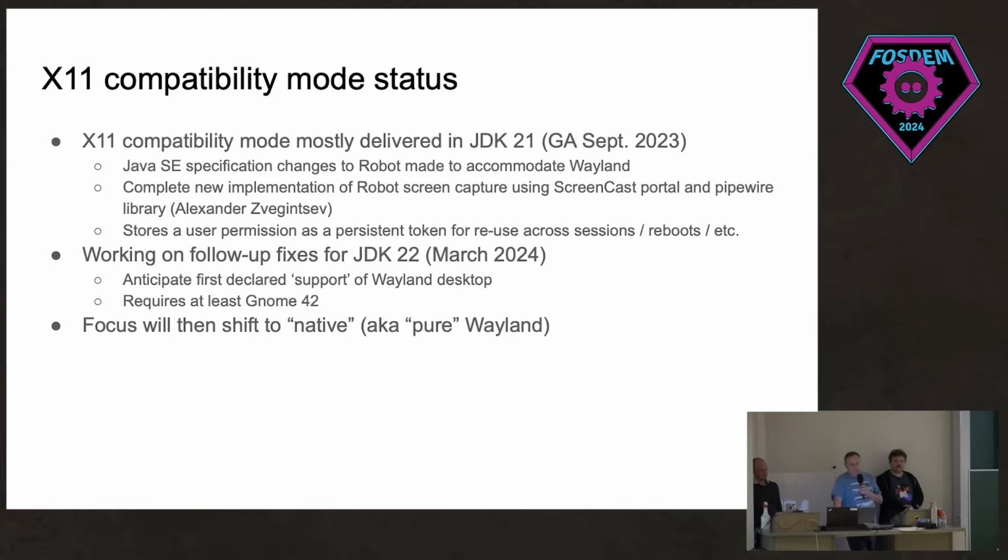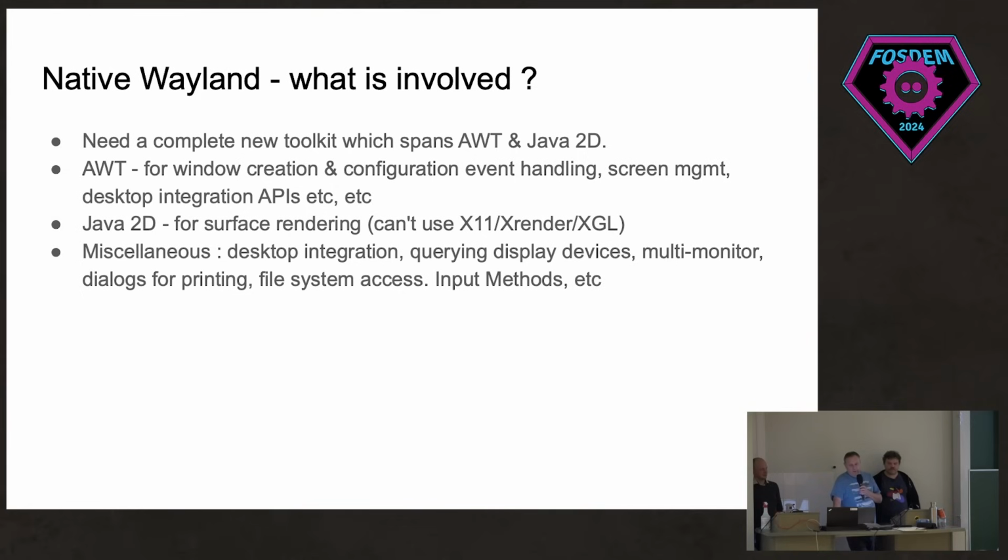And there are some follow-up fixes going into JDK 22. Basically, if you have a desktop with GNOME 42, we should be good. And that will probably mean that vendors will be able to officially support running on the Wayland desktop in this compatibility mode with 22, which should ship in a month. And that's when we shift real focus to the pure Wayland toolkit. But let's look at what's involved a bit more.